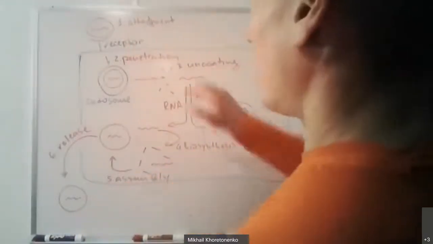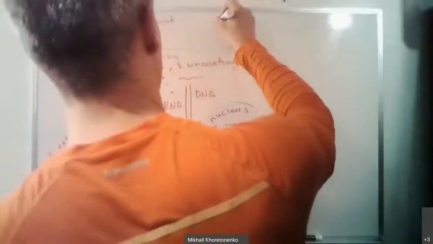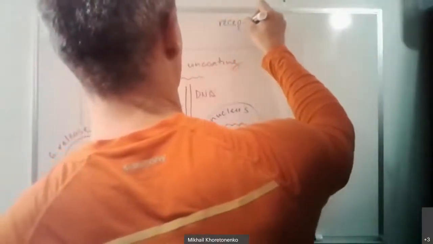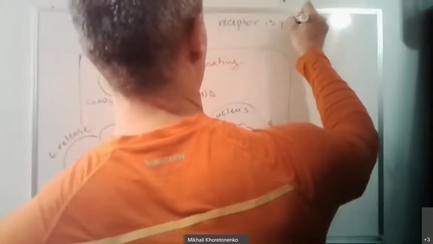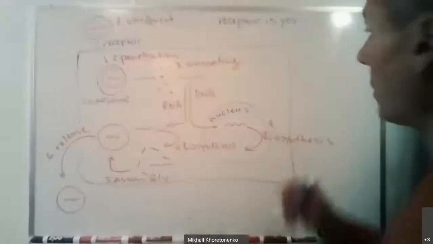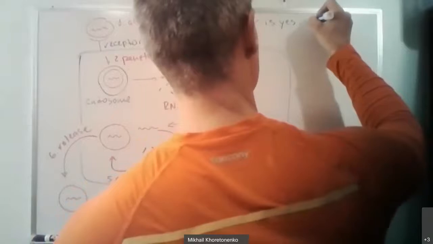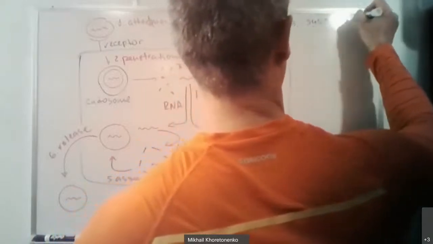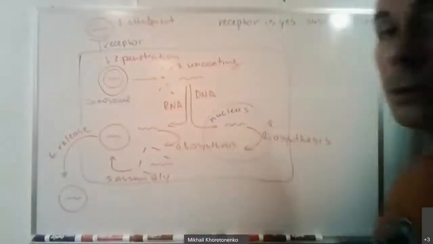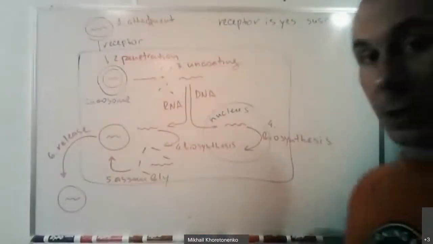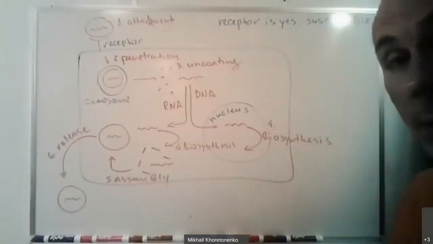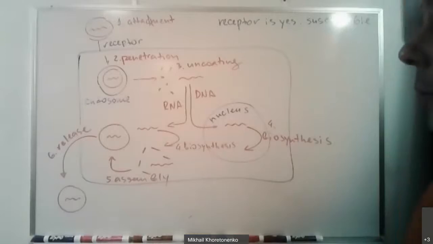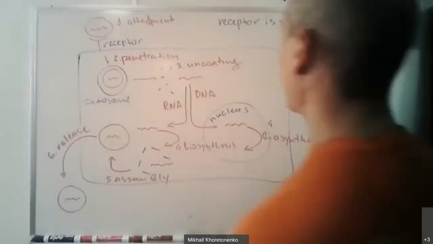Second, I want to say a few words about the presence or absence of the receptor. If there is a receptor present on the cells, they are called susceptible. For instance, human cells are susceptible to infection with poliovirus. Mouse cells do not have the receptor for poliovirus, so they're not susceptible.